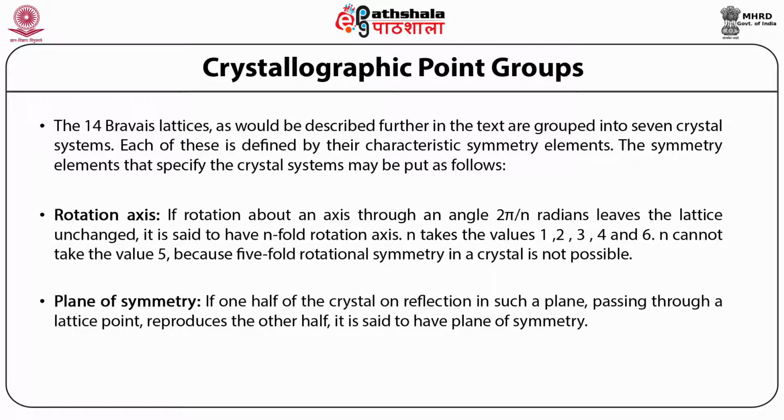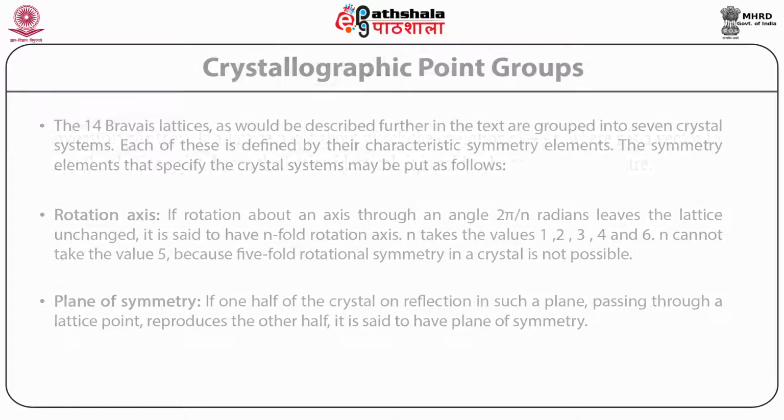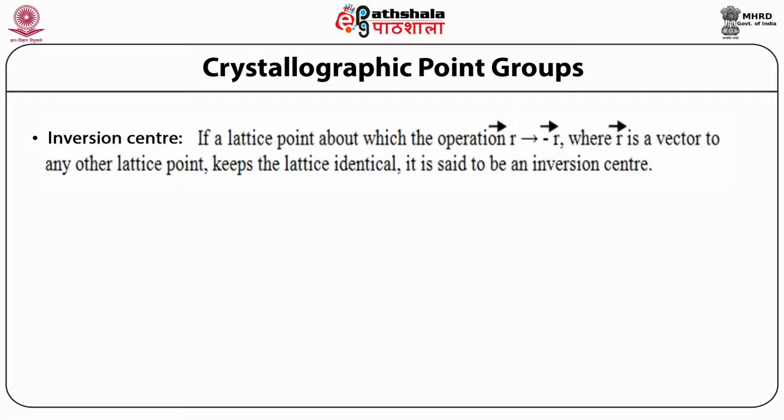Plane of symmetry. If one half of the crystal on reflection in a plane passing through a lattice point reproduces the other half, it is said to have a plane of symmetry. Inversion center. If a lattice point about which the operation R goes to minus R, where R is a vector to any other lattice point, keeps the lattice identical, it is said to be an inversion center.